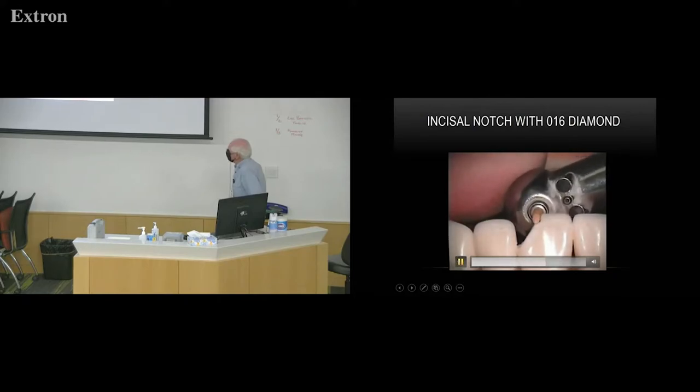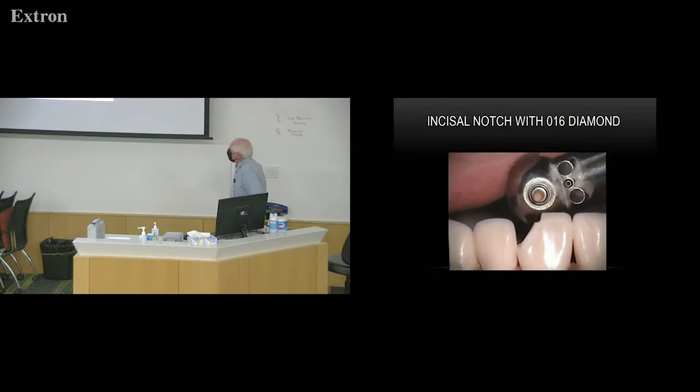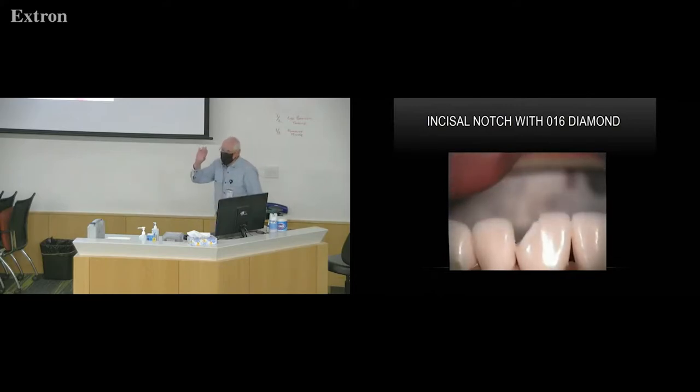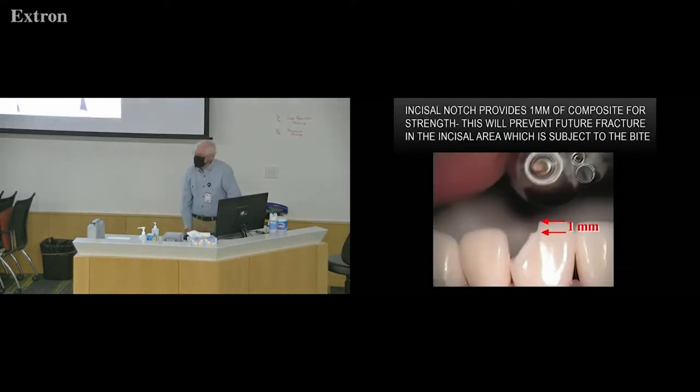Now what that does for you is that gives you the 1 millimeter of composite on the incisal edge where the patient's biting into apples and things and corn on the cob. And that gives you that strength so they don't break. Once I started doing this, I never had a problem after that. So we need that 1 millimeter of material right there.